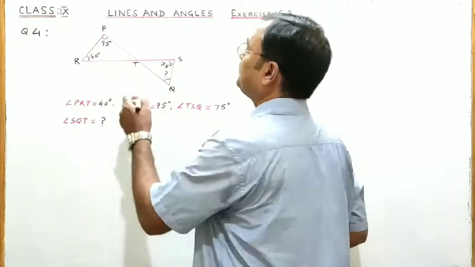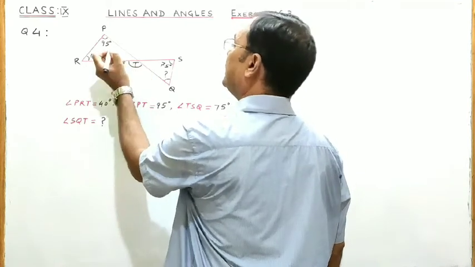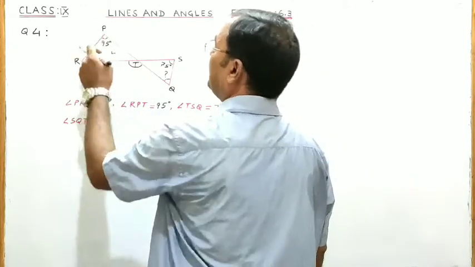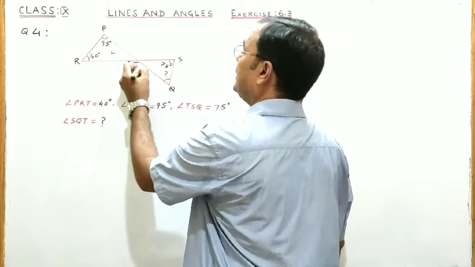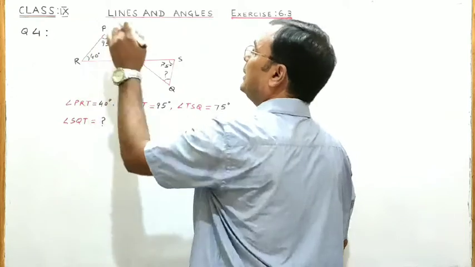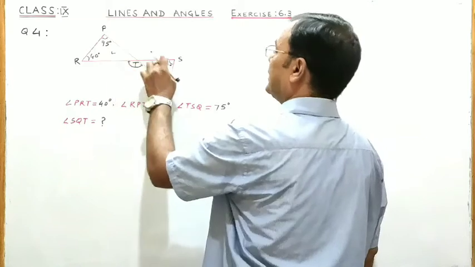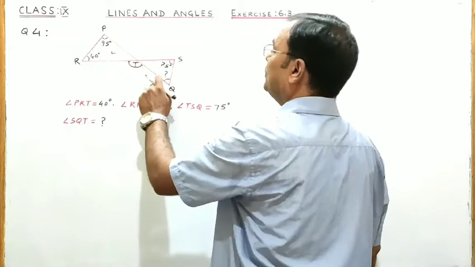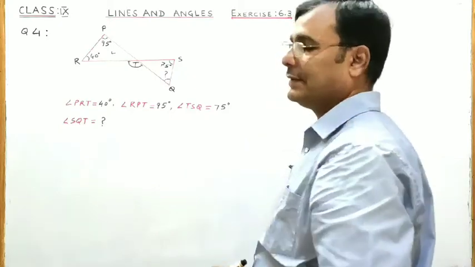See this angle RTQ, this angle is the exterior angle of this triangle PRT, which will be equal to angle P plus angle R. So let us find this exterior angle RTQ with the help of angle P and R, and the same angle RTQ is the exterior angle of triangle SQT also. So using this exterior angle RTQ for this triangle SQT, we can find out angle SQT.